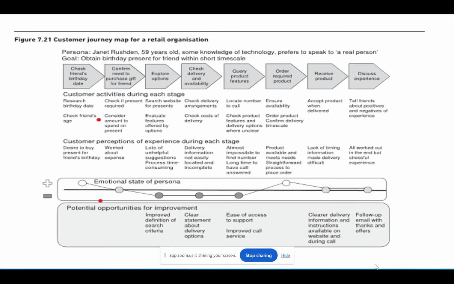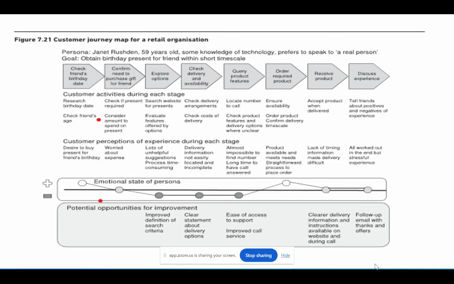So all the first part of the bits there is checking the friend's birth date, confirming that she needs a present or what options, checking delivery, querying product, all those things are touch points, for example. So remember we talked about touch points.